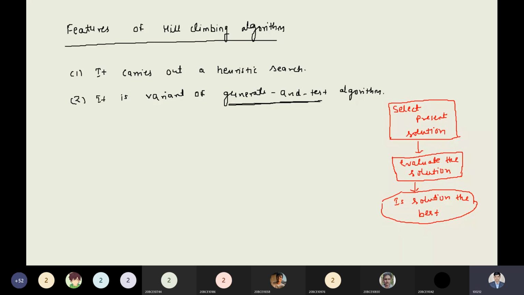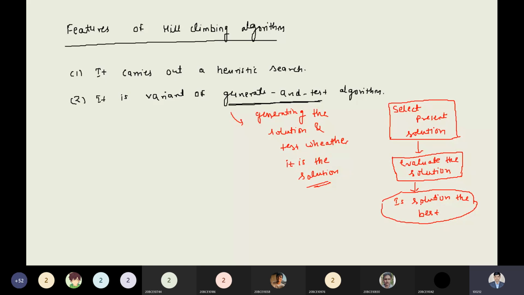So generate and test means we are generating the solution. What does it mean? We are generating the solution, and testing whether it is the solution as we have planned or as we are thinking. So this is the meaning of the generate and test algorithm.